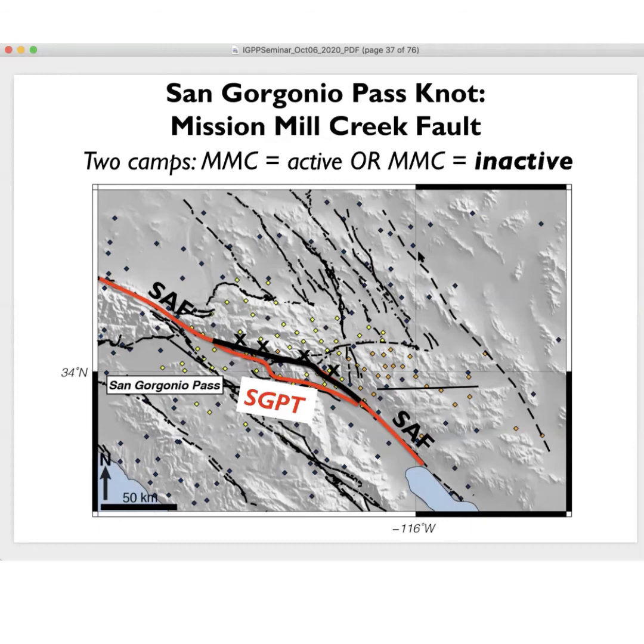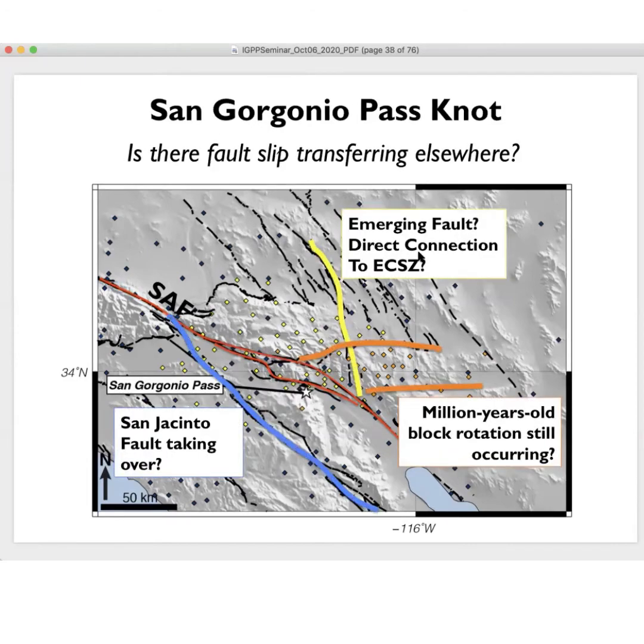And that actually feeds into the point I'm about to make, in that just San Gorgonio Pass itself is crazy, but then we look at everything else around it. So there's a very likely possibility that fault slip and fault strains are actually transferring around this San Gorgonio Pass knot, this knot of faults.